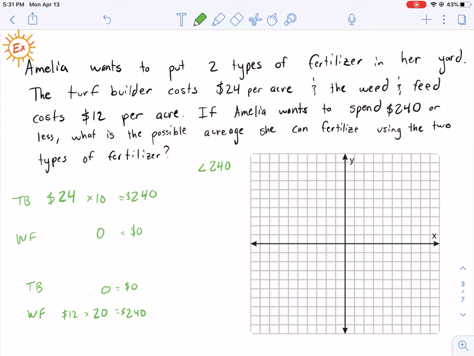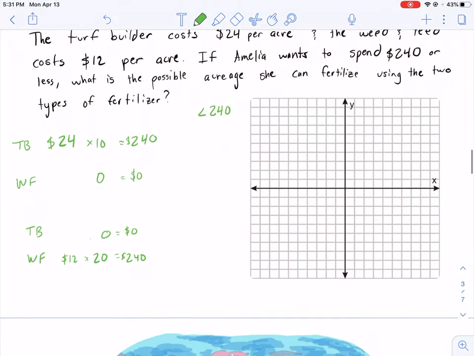So being able to graph the range of possibilities would definitely be helpful for you, especially if you're someone that is like a landscaping crew and you need to know how to properly take care of your clients' lawns. Okay? So that's where this problem comes from. So we're going to break it down using what we know of linear inequalities to help us with this problem.